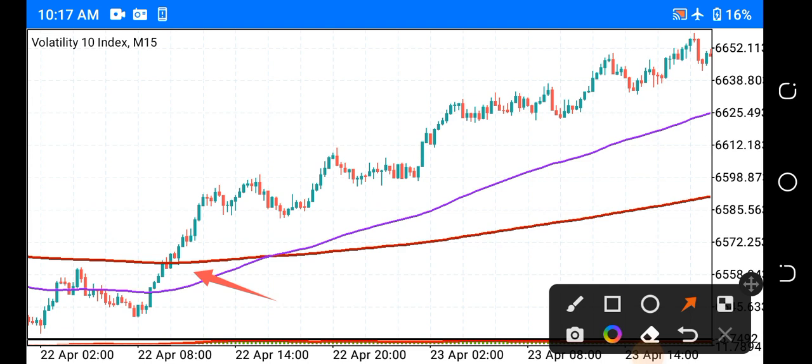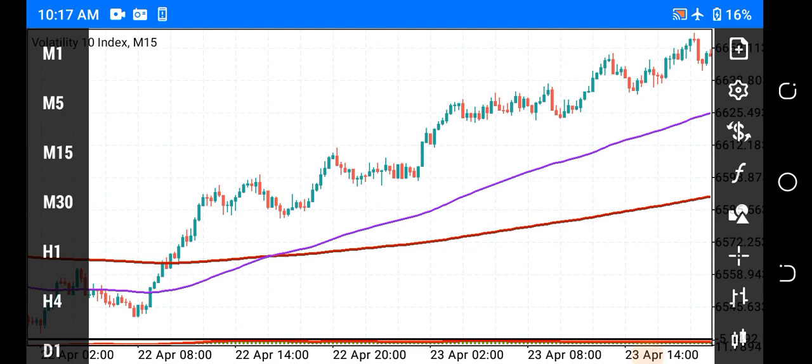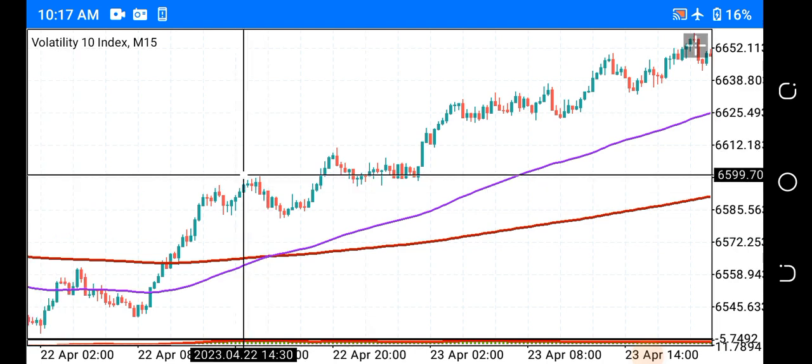Now, for me, this is what I do. Do you understand? I use price action. Do you understand? All right. Now, in this case, this is what I do. I use break and retest. Do you understand? I use what? Break and retest.